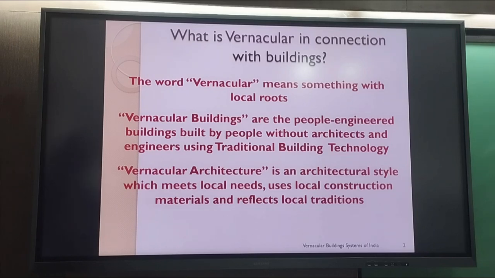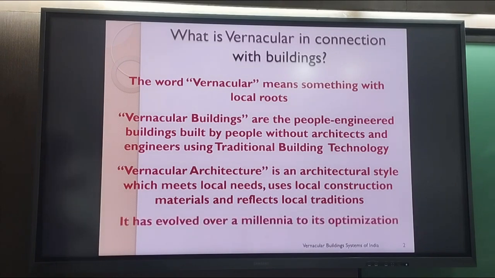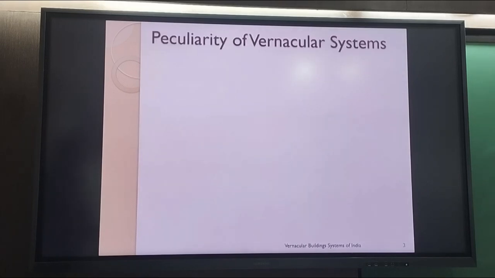And vernacular architecture is an architectural style which meets local needs, uses local construction materials, and reflects local traditions. Because this vernacular architecture terminology is also very common. And this is something which has evolved over millennia. Over several generations, things have slowly evolved, to the extent that it has gotten optimized for the given situation at a particular time.